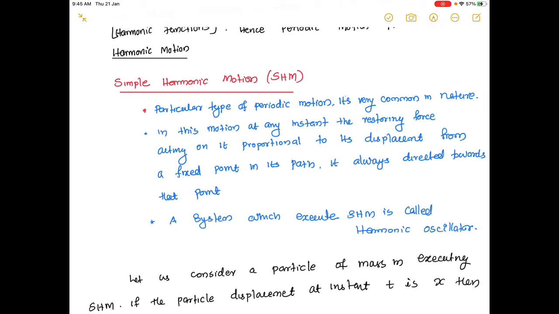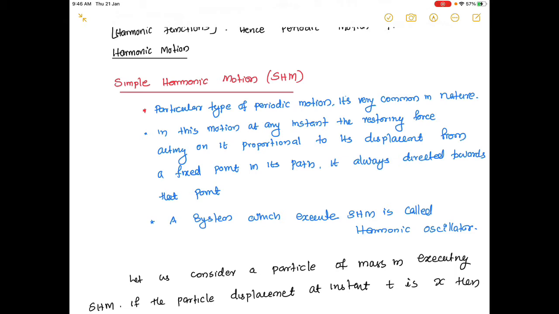Simple harmonic motion is a particular type of periodic motion. It is very common in nature. Simple harmonic motion means that in this type of motion, at any instant the restoring force acting on the particle is proportional to the displacement from a fixed point in its path. It is always directed towards that point.